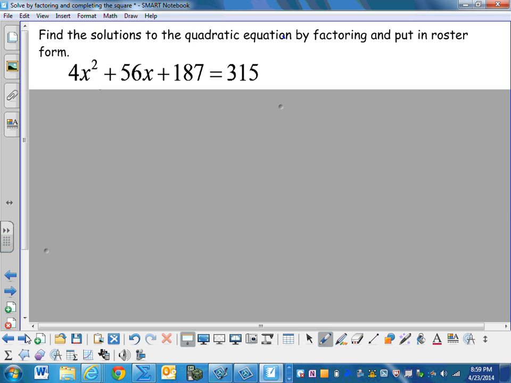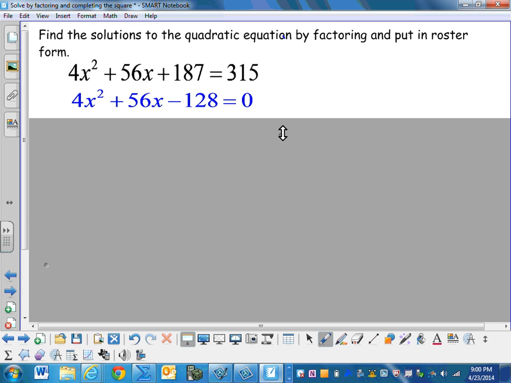Find the solutions to the quadratic equation by factoring and put in roster form. 4x squared plus 56x plus 187 equals 315. This one is going to be a big problem, so you may want to get an extra sheet of paper out. To begin with, I need to have my quadratic in standard form and have it set to 0. So I need to subtract 315 on both sides, which results in 4x squared plus 56x minus 128 is equal to 0.